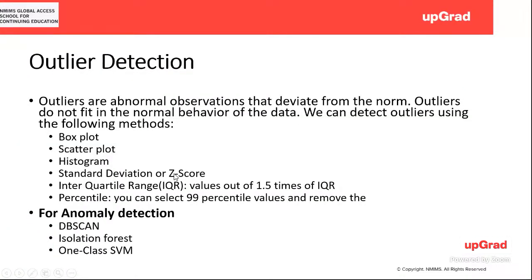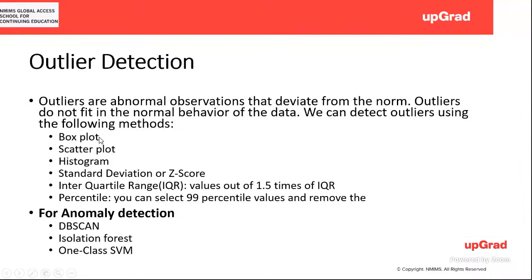Noise can be a genuine value, and if it is genuine, then it is an outlier, right? So every value is not a noise. Some values are genuine ones also. Outliers are abnormal observations that deviate from the norm. Outliers do not fit in the normal behavior of the data, right?